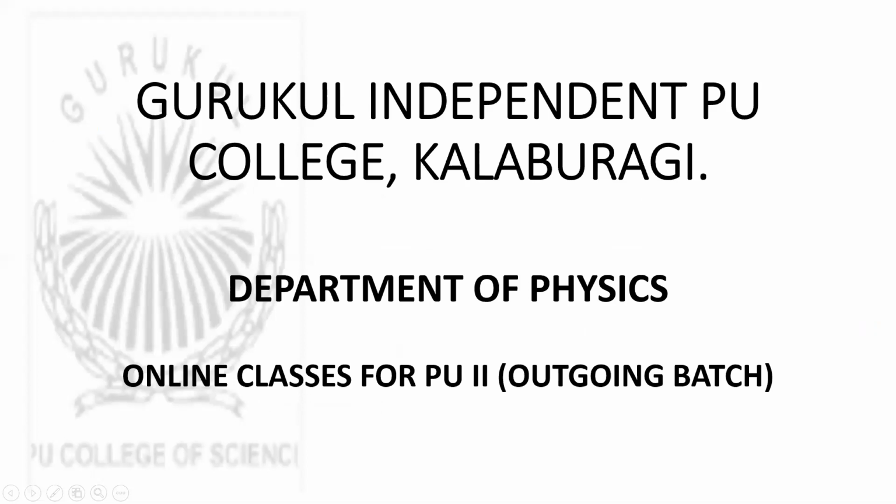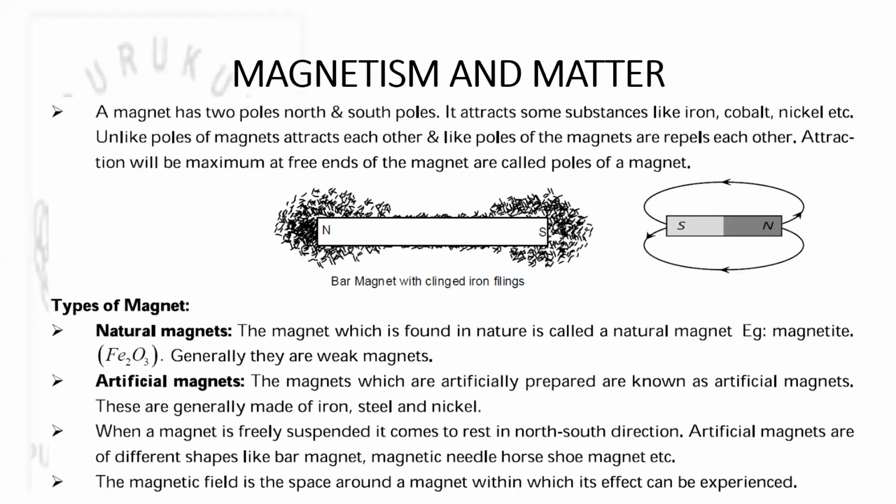Hello students, in this session we will be discussing the synopsis of magnetism and matter topic. Firstly, as we know, a magnet has two poles, north and south, and it attracts some substances like iron, cobalt and nickel, etc. And unlike poles of a magnet attract each other, and like poles repel each other.